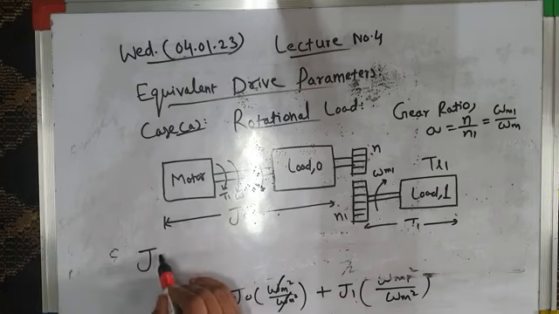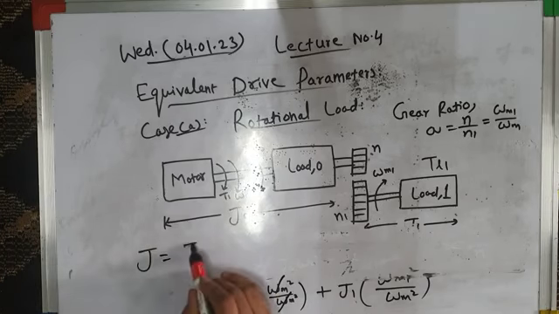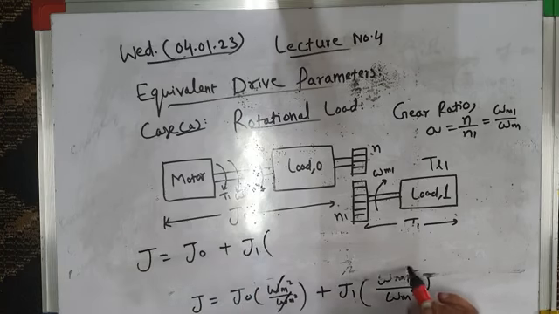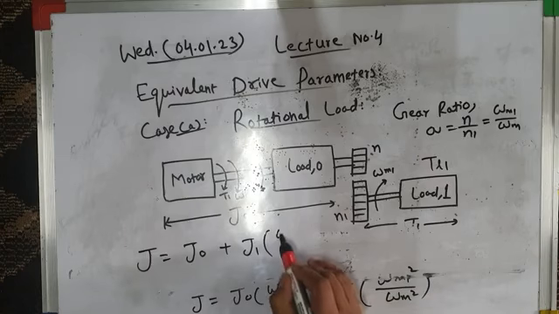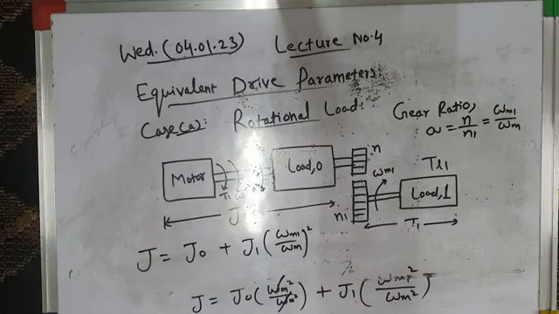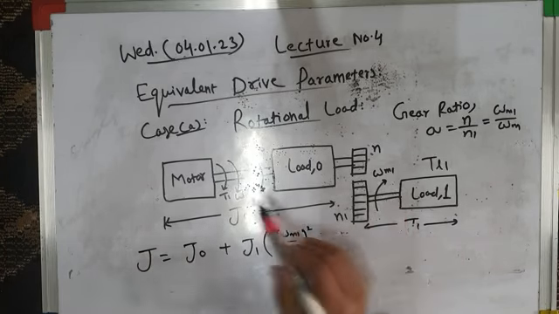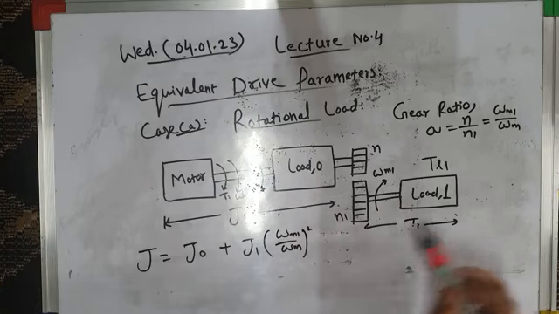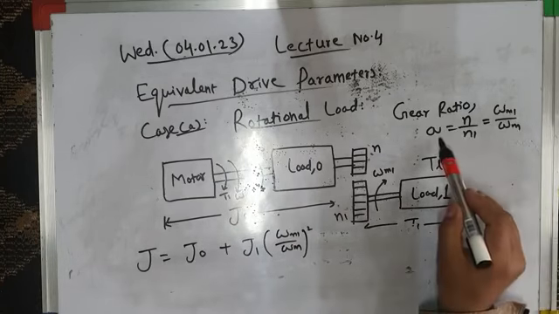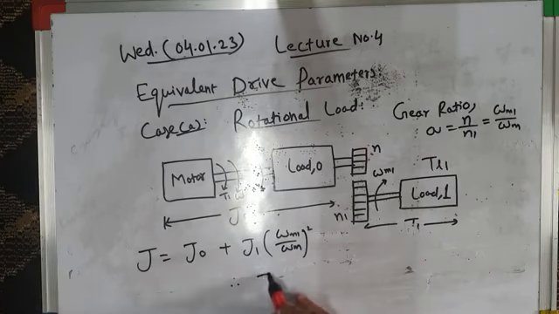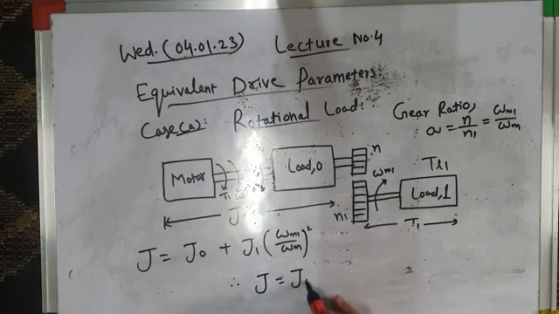So J will be equal to J naught plus J1 into omega m1 square by omega m square. This is omega m1 by omega m whole square. And by the way, what is the ratio of the speeds of this load and this load? Omega m1 by omega m. We have already defined that. That's the gear ratio, A. So therefore, J is equal to J naught plus A square J1.